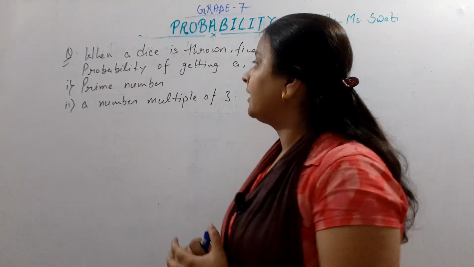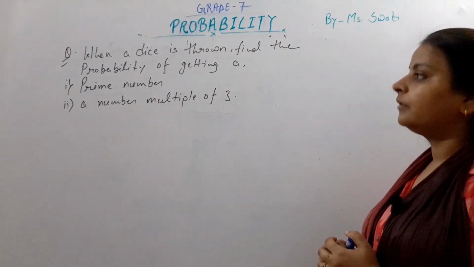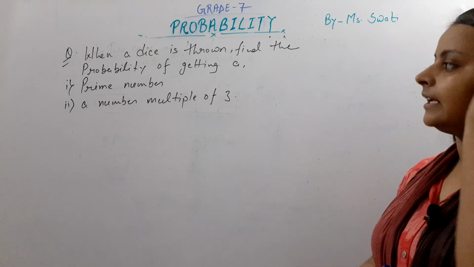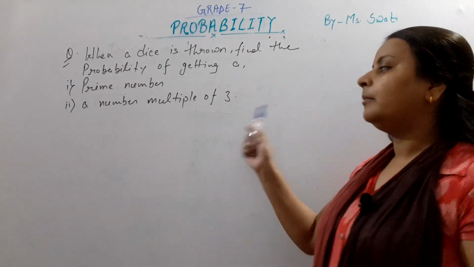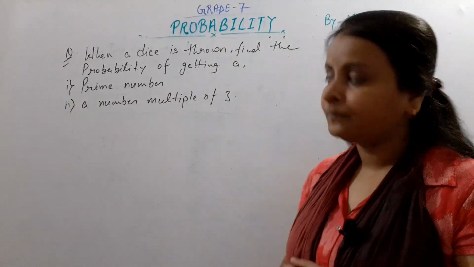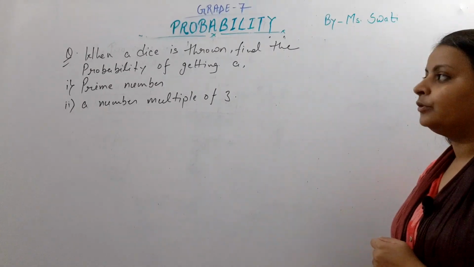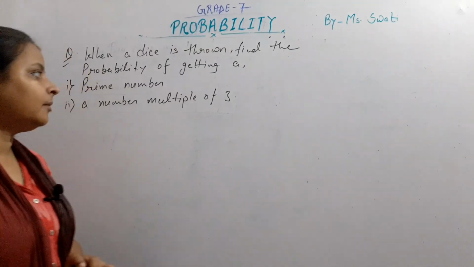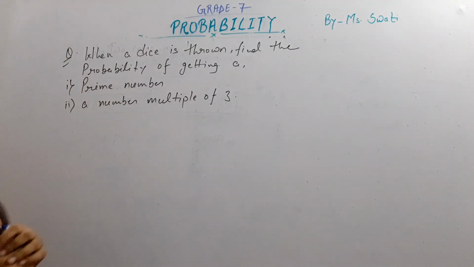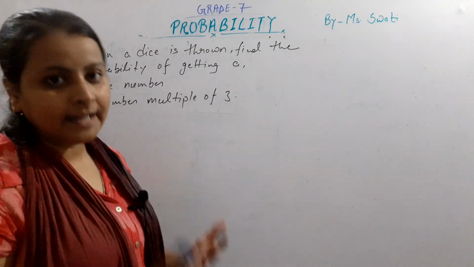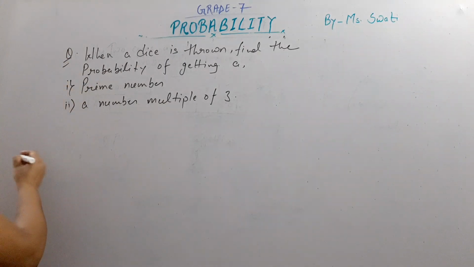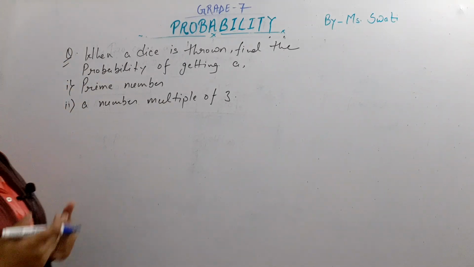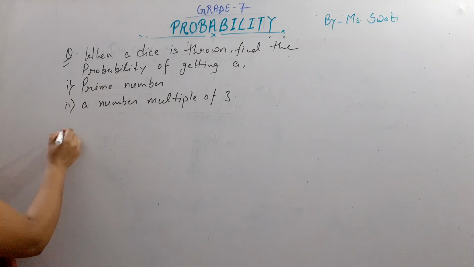The third question is, when a dice is thrown, find the probability of getting a prime number and a number that is a multiple of 3. Students, when we throw a dice, what is the sample space? Meaning, what are the outcomes of throwing a dice?